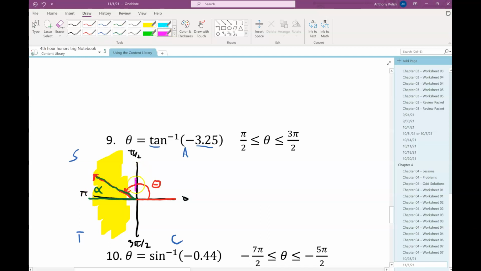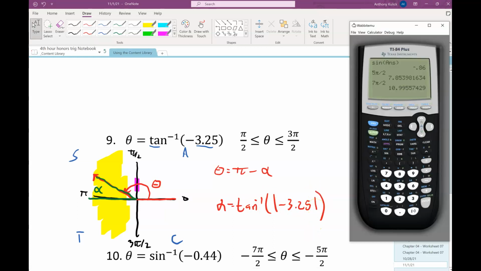I'll draw in my alpha. Since the last axis we passed was the vertical, and theta is positive, I know I'm going to be subtracting alpha. So pi minus alpha, where alpha is tan inverse, absolute value 3.25. And now it's just calculator time.